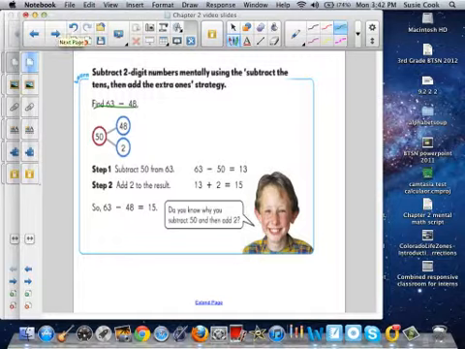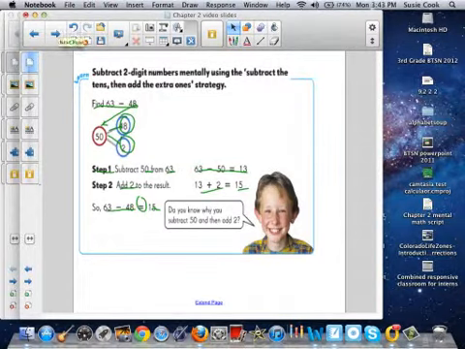63 minus 48. 48 is very close to 50, and it's much easier for me to work with 50 in my head than with 48. So I'm going to make a number bond. 48 and 2 make 50. My first step is to subtract 50 from 63. 63 minus 50 is 13. The second step is to add 2 to the result. So 13 plus 2 equals 15. 63 minus 48 equals 15. Think about why you subtract 50 and then add 2.